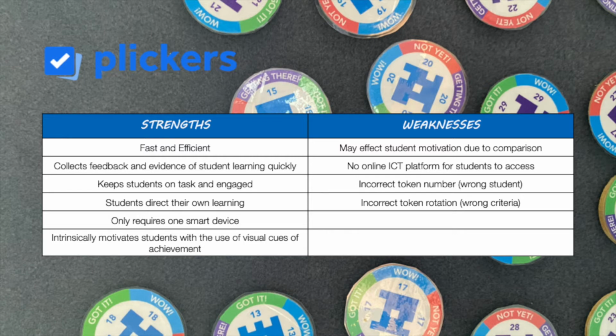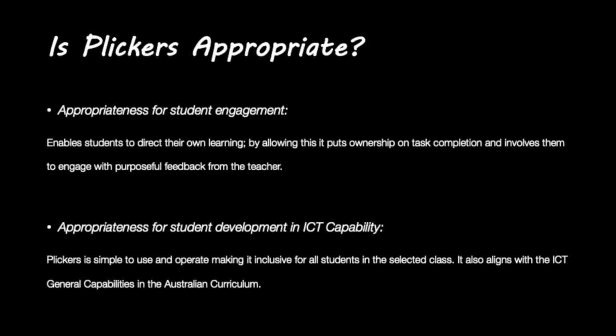Weaknesses of Plickers include it may affect students' motivation to learn because they might not be achieving what the rest of the class is, and there are some other examples in the table to see. Plickers would be appropriate for student engagement because it enables them to direct their own learning. This allows students to put ownership on their performance, and it involves them to engage with purposeful feedback from the teacher to correct mistakes. Plickers would also be appropriate for developing their ICT capability because it is simple to use and operate for the selected class.